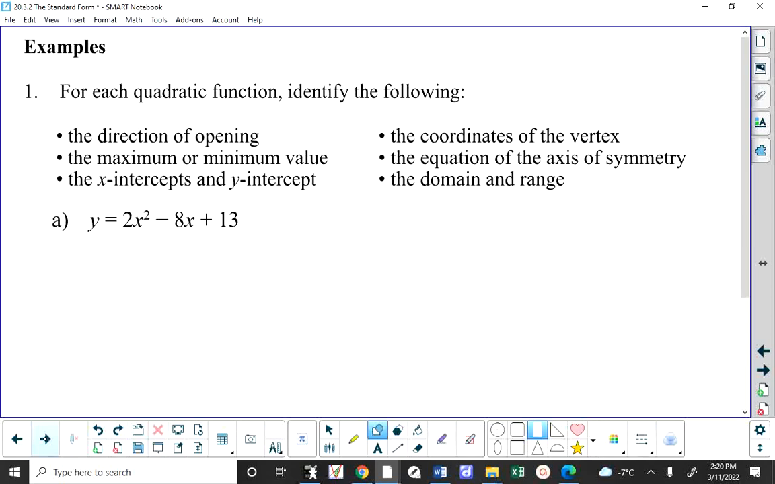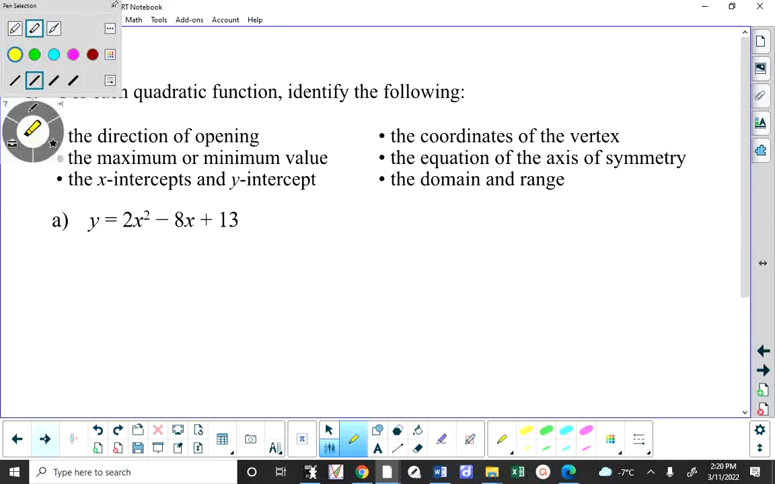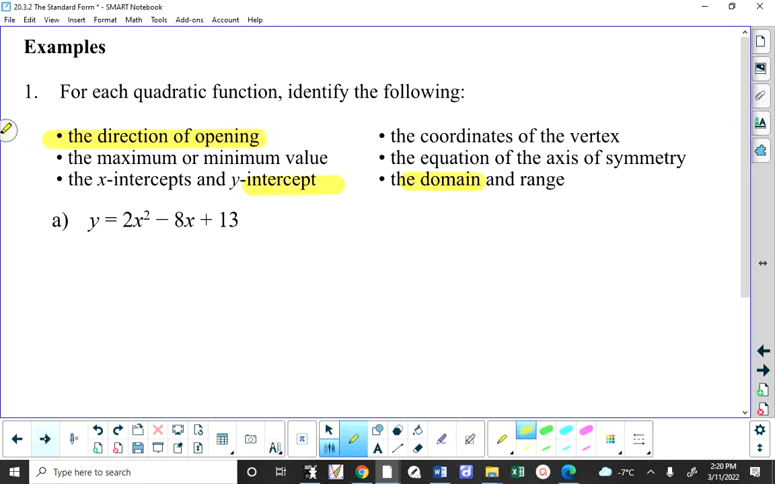And I will tell you right now that other than this and this and this, there's nothing you know how to do yet from the standard form.